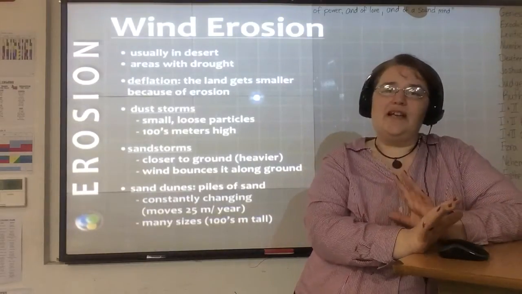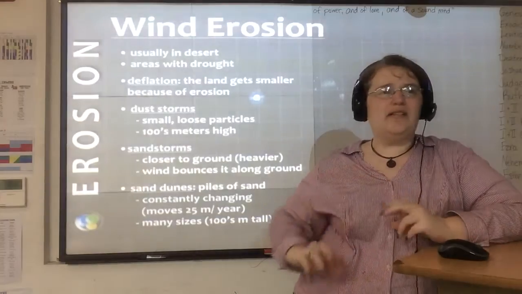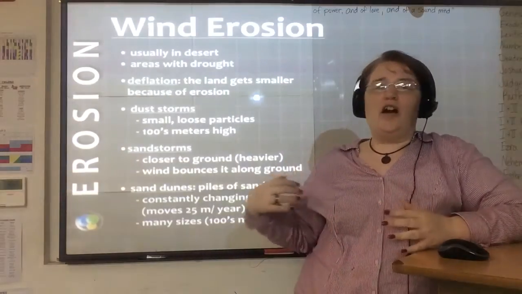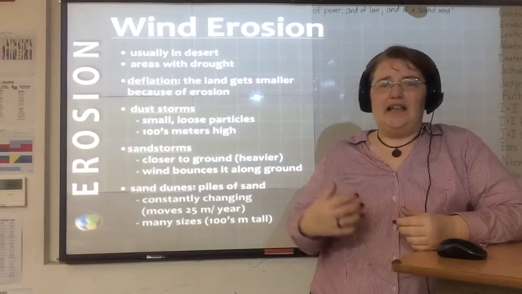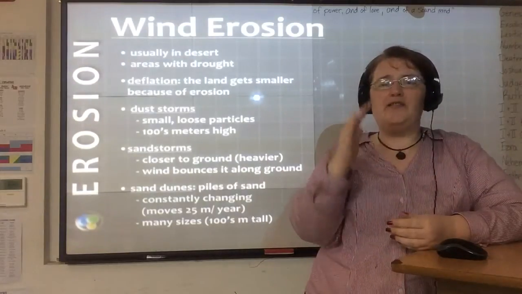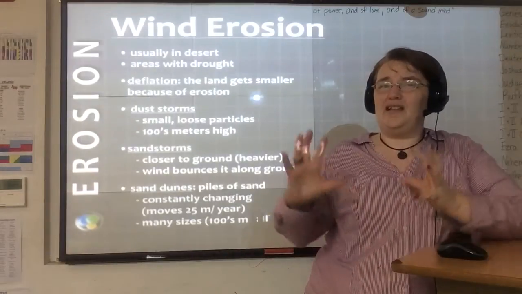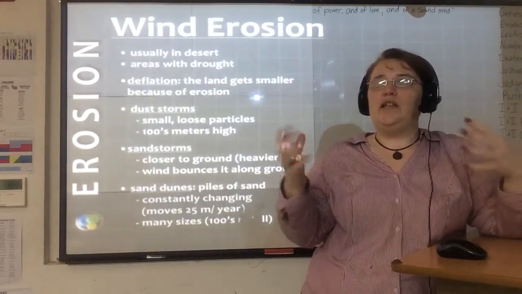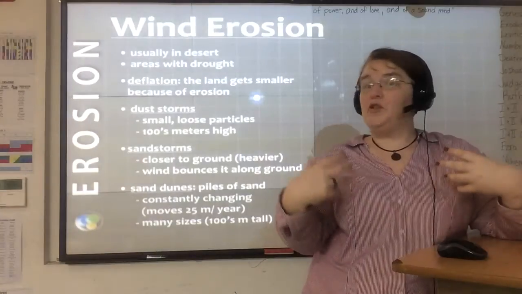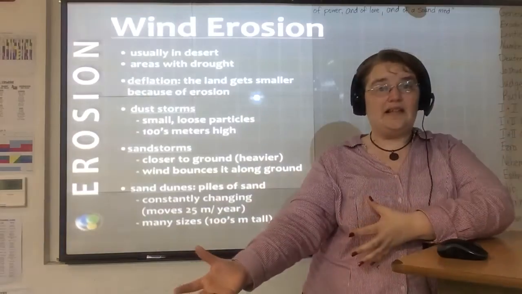And remember, because of wind erosion, these sand dunes, these sand formations are constantly changing. These sand dunes can also get hundreds of meters high, or it can be very, very small. And because the wind is constantly changing them, these sand dunes can move up to 25 meters to a new place every year.